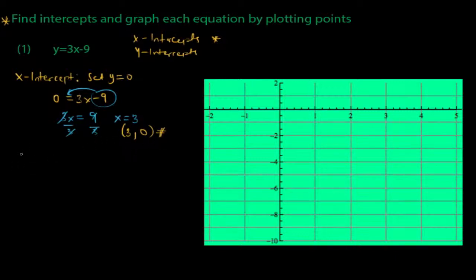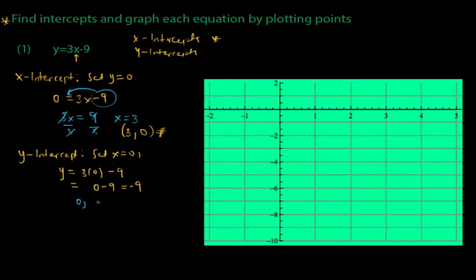The next thing we want to find is the y-intercept. The y-intercept is the value of y when x is 0. So we want to find y. We set x equals 0 in the original equation. When x is 0, we have y equals 3 times 0 minus 9, which gives us 0 minus 9, equal to negative 9. So when x equals 0, y equals negative 9. This is our y-intercept.